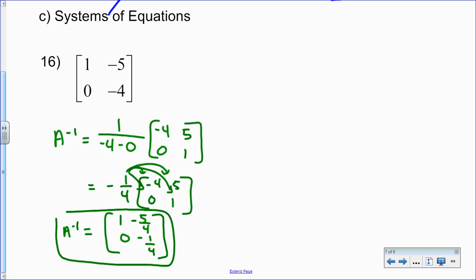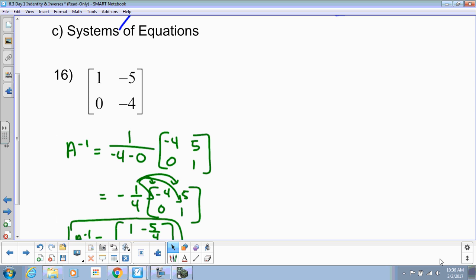Questions about that? We're going to talk about later today why we want to find an inverse. But any questions about how we did that? Okay, let me show you how to do it on the calculator. So if you didn't grab a calculator, grab one.